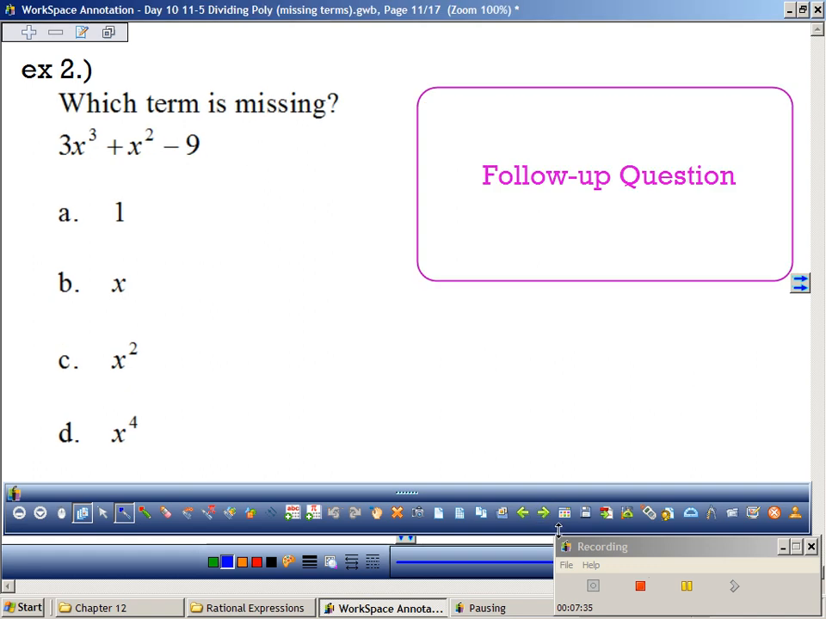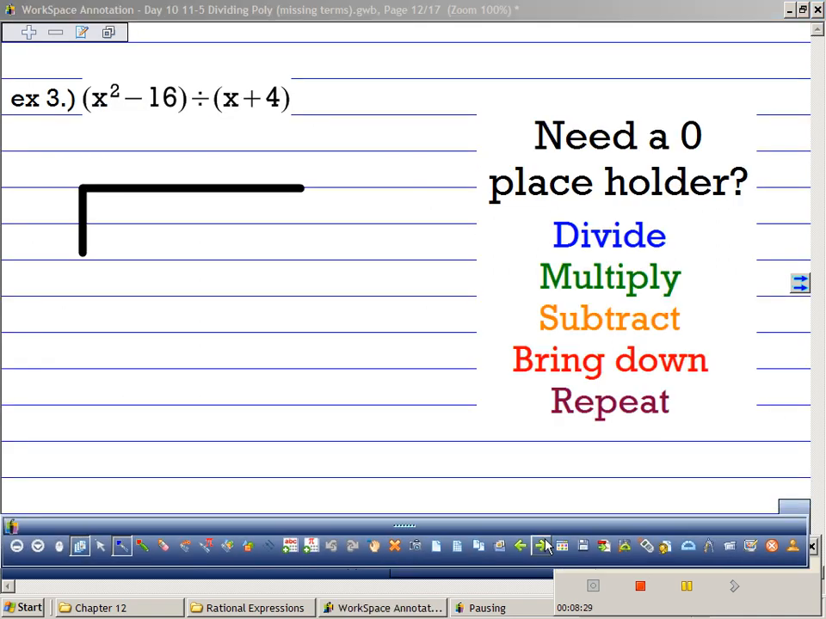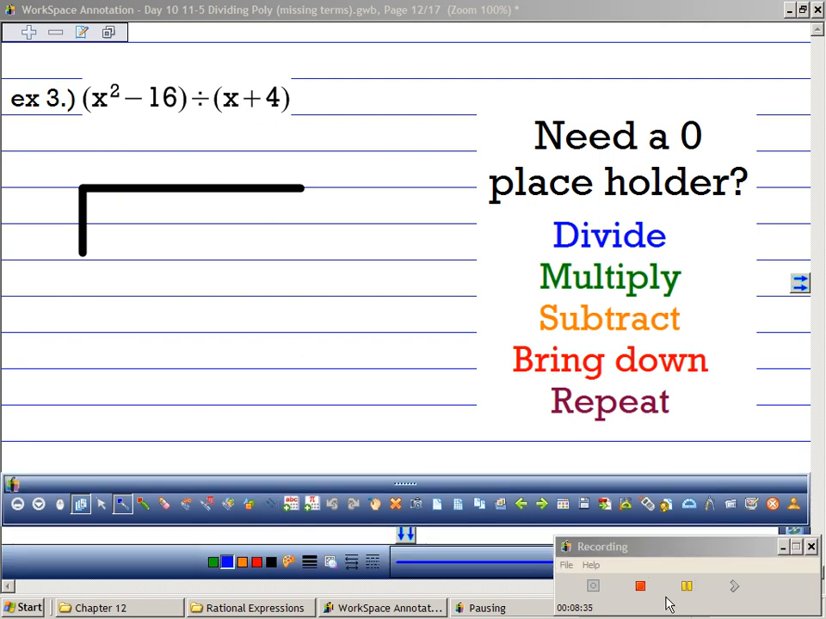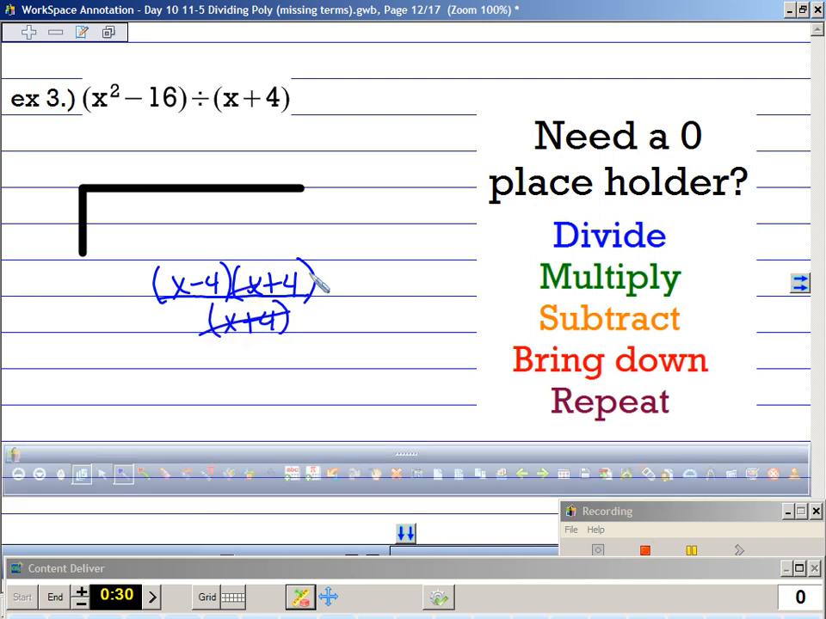You guys ready to try one? Let's try another one. Which term is missing? X. So what are we going to add? 0x. You guys are so smart. Okay, good. This one doesn't even require dividing. You could factor. Divided by x plus 4 makes x minus 4.